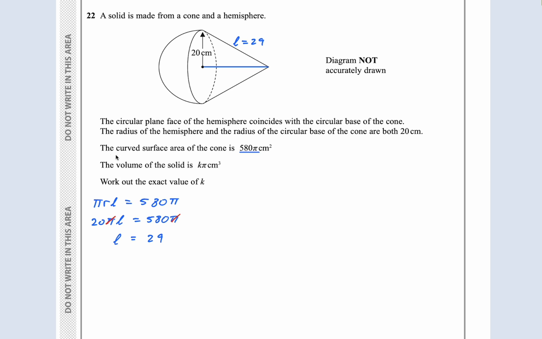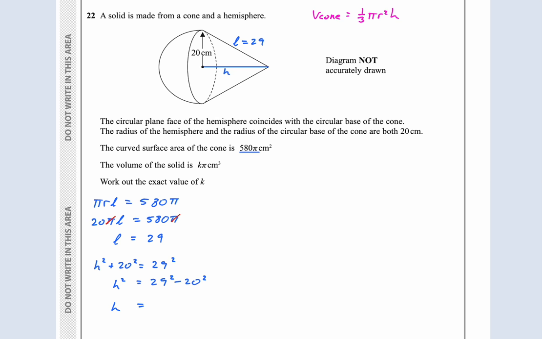Now we want to get the volume of the solid. Bear in mind that if that length there is 20, that's the radius of the hemisphere as well, so I can get the volume of the hemisphere easily. For the volume of the cone, I need to use the formula. The volume of a cone is a third pi r squared h. I don't have h, but I can get it from Pythagoras's theorem. So h squared plus 20 squared equals 29 squared. h squared equals 29 squared minus 20 squared, and then h is the square root of this.